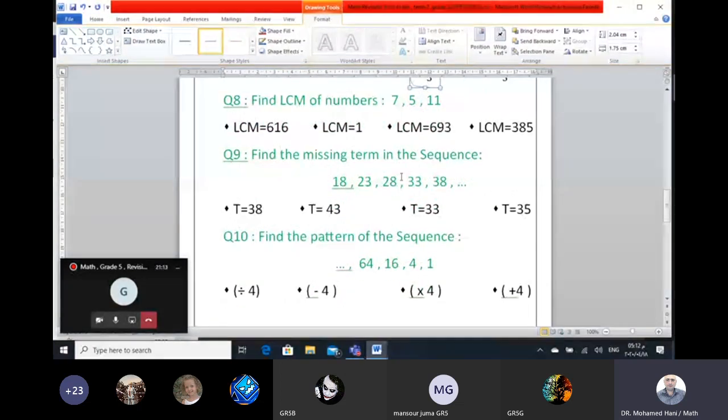The question now: find the LCM of the numbers 7 and 5 and 11. Here, LCM. What is the right answer?